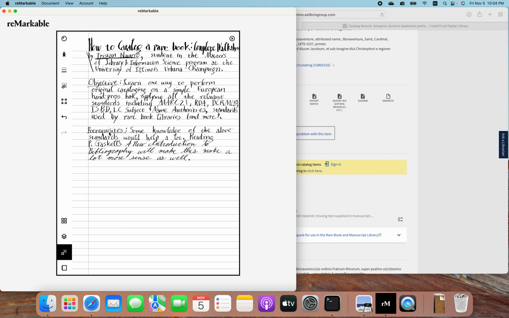And if you have knowledge of the above standards, then this is going to make more sense. Another book that I would really recommend is Philip Gaskell's A New Introduction to Bibliography. It'll make this make a lot more sense as well, especially when I start getting into collation and signature statements.